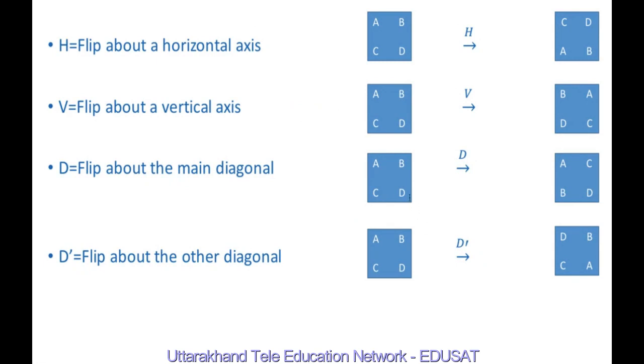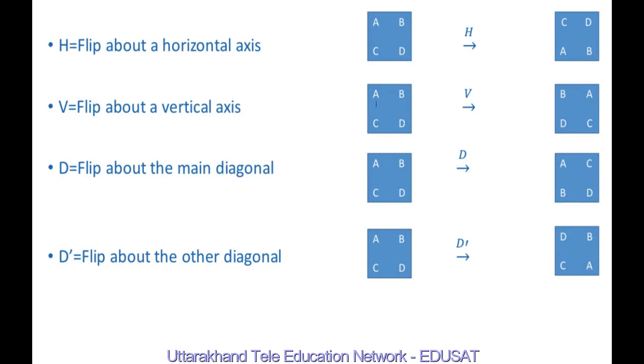Again, if we flip the square about the horizontal axis, then this corner A will come here and this corner B will come here, and C will go up and D will go up. So this is the position of the corners which we obtained on flipping about the horizontal axis.